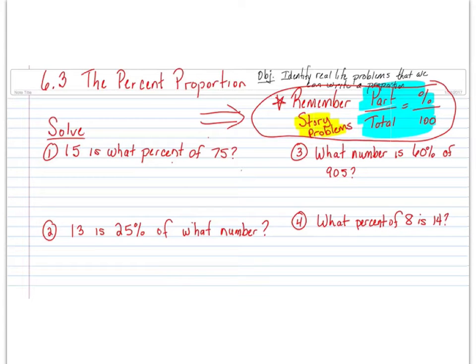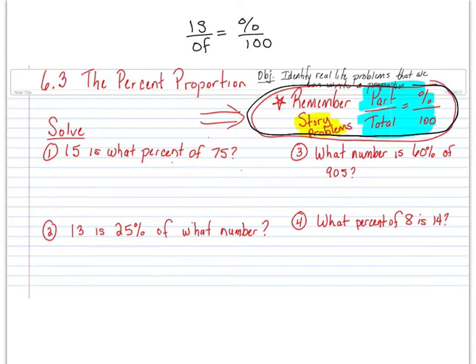Right, we're going to be talking about the percent proportion today, and you guys are really good at doing proportions. Remember, when we do a story problem, we're going to use part over total equals percent over 100, simply because percent always goes over 100. What I also want you to remember is the proportion that goes like this: is over of equals percent over 100.